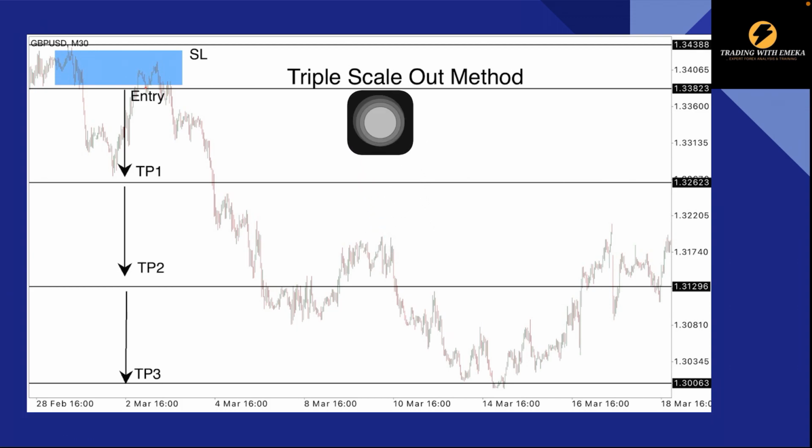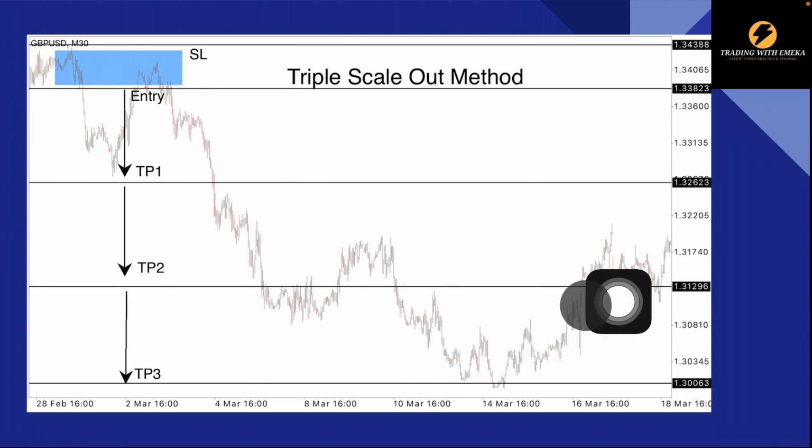All right, so when you take out the first position, you might move your stop loss to break even at entry, and now expect that price continues to move in your favor. This is the triple scale out method, and it all depends on your choice and your trading strategy. The take profit method you adopt is dependent on the type of trading strategy that you have.